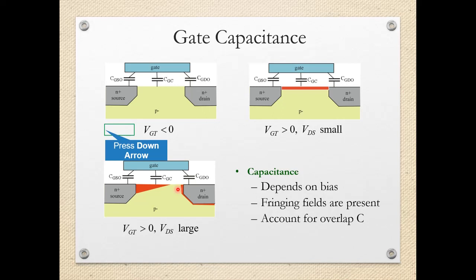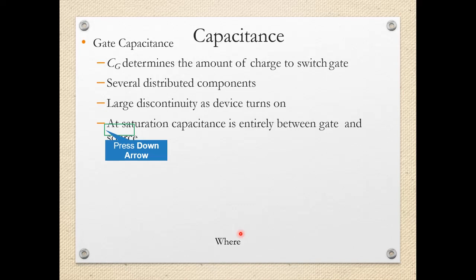So this is another condition of biasing in which VGT is greater than 0 and VDS is small, in which you can see the inversion layer is formed in between. And there is the third condition of biasing, that is VGT greater than 0 and VDS is also large, where there is a formation of depletion region between this P and N, and this channel is reducing. So this gate capacitance CG determines the amount of charge to switch gate.